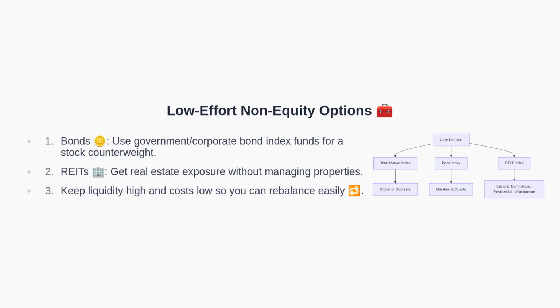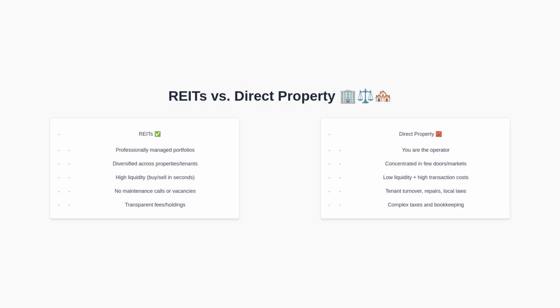Next, let us compare REITs to direct property to appreciate the operational differences. REITs provide diversified, professionally managed exposure to real estate with high liquidity and transparent fees and holdings. Conversely, direct property ownership places you in the role of operator. Your exposure becomes concentrated in a small number of properties and local markets, with low liquidity and high transaction costs. In addition, you must handle tenant turnover, repairs, local regulations, and complex taxes and bookkeeping. Therefore, while both provide real estate exposure, the operational demands and risk concentration are markedly different.